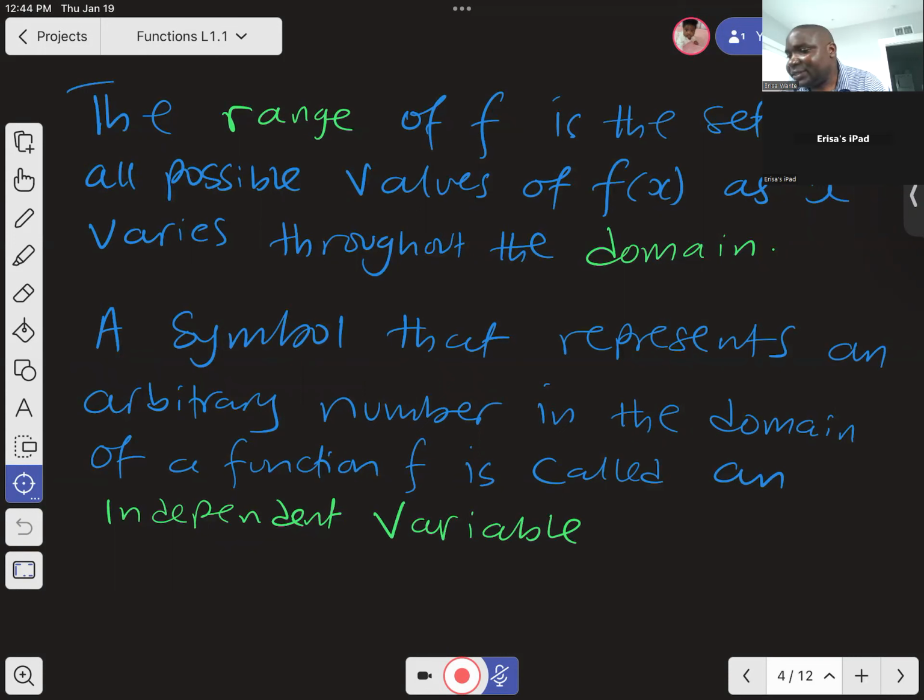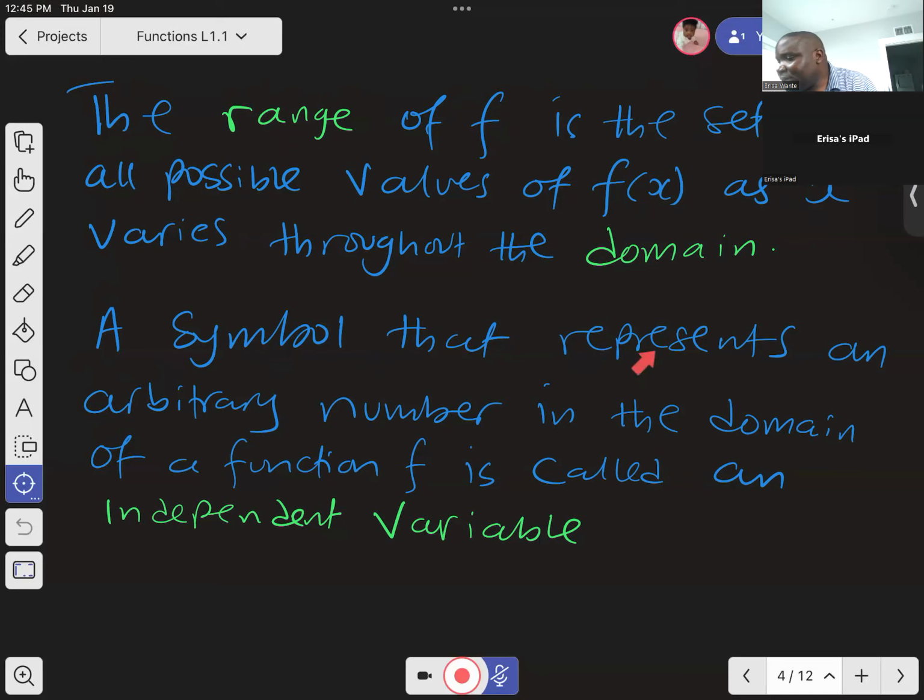The range of f, the range of the function, is the set of all possible values of f of x as x varies throughout the domain, okay? So if you look at the x values in the domain, what will be the range of the values in the set E? We'll still understand more about what the range is.